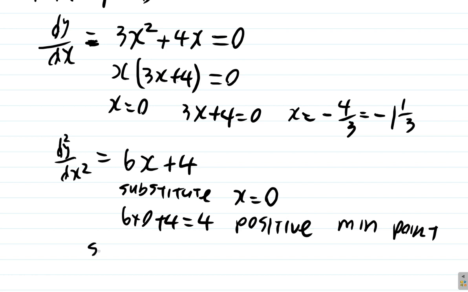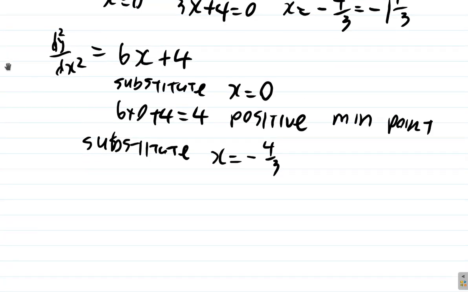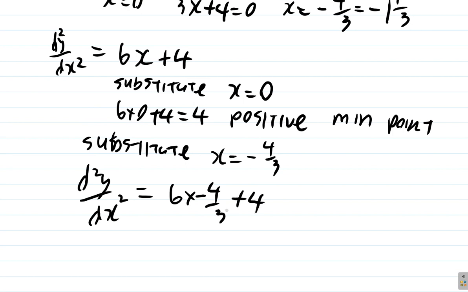Now, if you substitute x is equal to negative 4/3, what you're going to get is that d squared y by dx squared is equal to 6 times negative 4/3 plus 4. Now, this will be 3 into 3, 1, 3 into 6, 2. 2 times negative 4 is negative 8, plus 4 is equal to negative 4. This is a negative number.